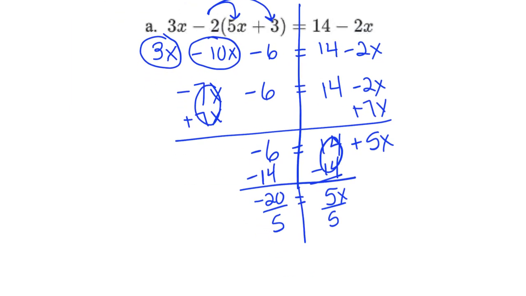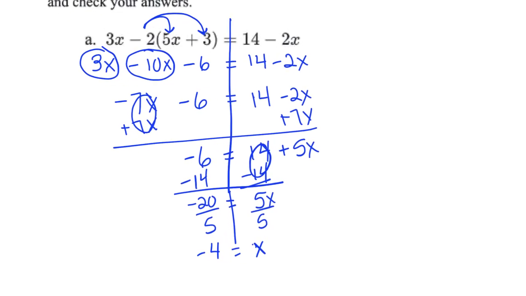On the left-hand side, negative 20 put into 5 different piles would be negative 4. And then 5 x's put into 5 different piles will be just a positive x. So I believe that my answer is x equals negative 4. Now I'm going to check that.